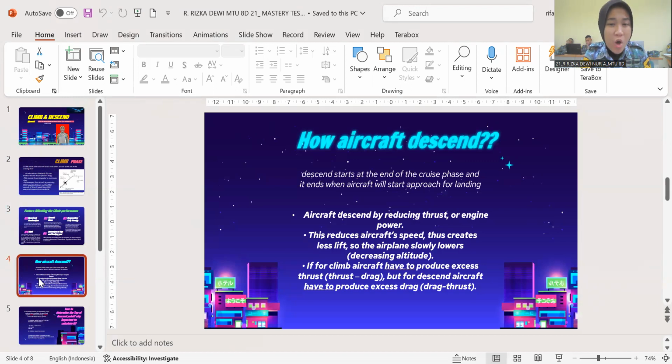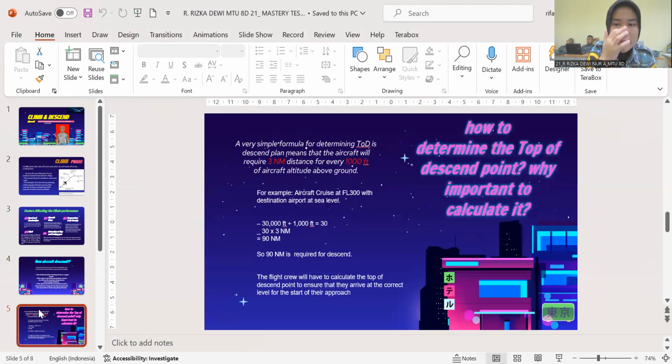Now we move to the questions. How does an aircraft descend? Descent starts at the end of cruise and it ends when the aircraft starts the approach for landing. An aircraft descends by reducing thrust or engine power. This reduces aircraft speed, thus creating less lift, so the airplane slowly lowers, decreasing altitude. So for climbing aircraft, we have to produce excess thrust, thrust minus drag, right? But for descending aircraft, we have to produce excess drag, drag minus thrust.